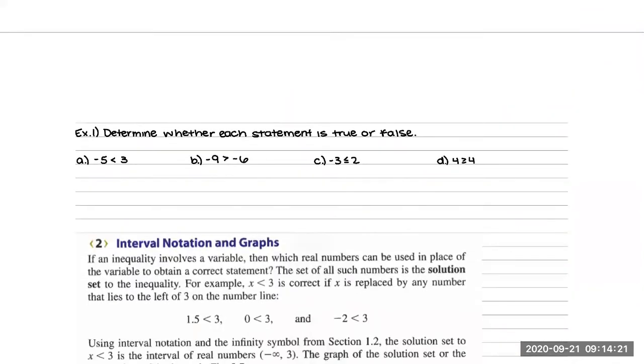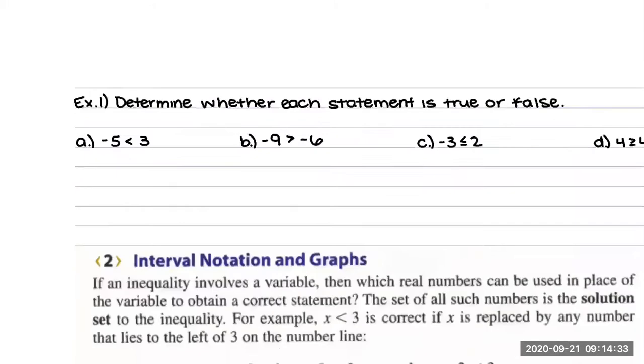We look at our first set of examples. We're just determining whether each statement is true or false. For A, we have -5 is less than 3. Obviously, any negative number is less than a positive number, so this one is true.